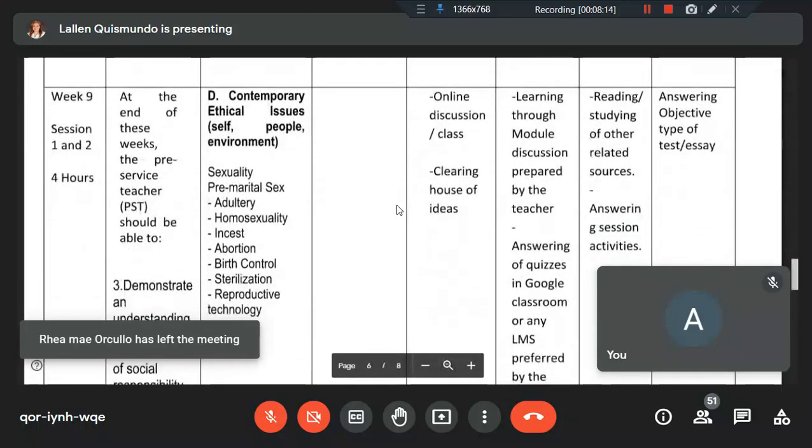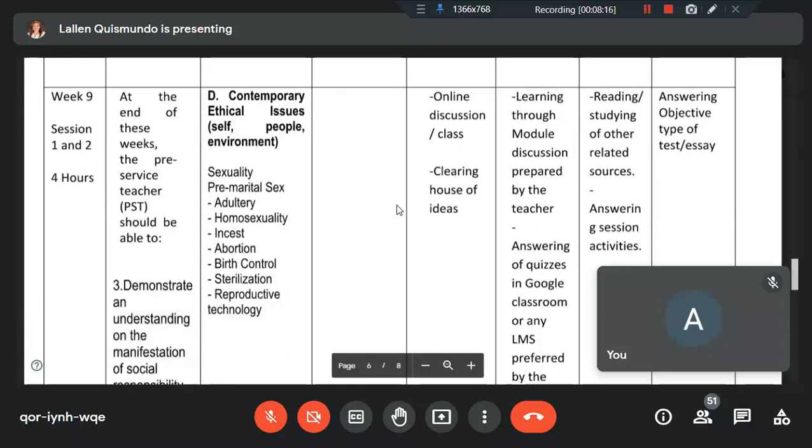Here we will discuss sexuality. We will talk about premarital sex, adultery, homosexuality, incest, and abortion. Is abortion really morally wrong? What if it endangers the life of the mother? Is it still considered wrong? Right? Also birth control, sterilization, and reproductive technology. Okay.